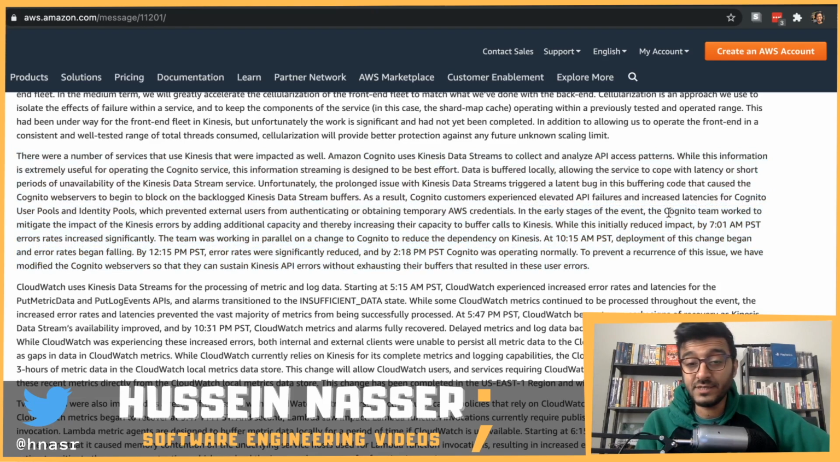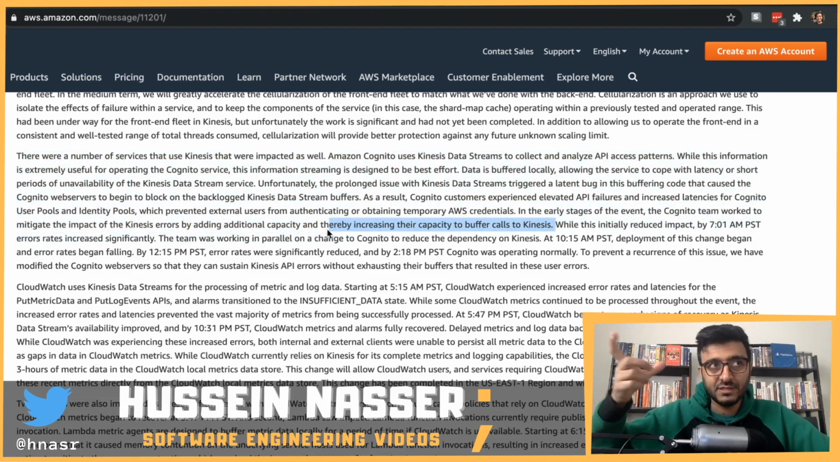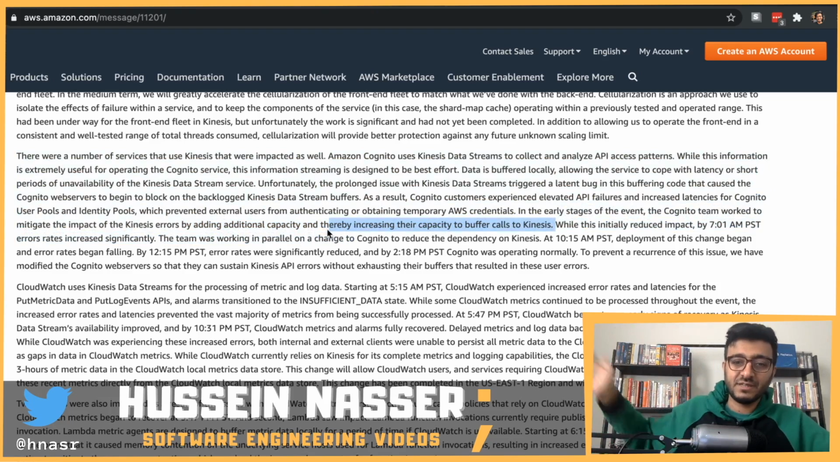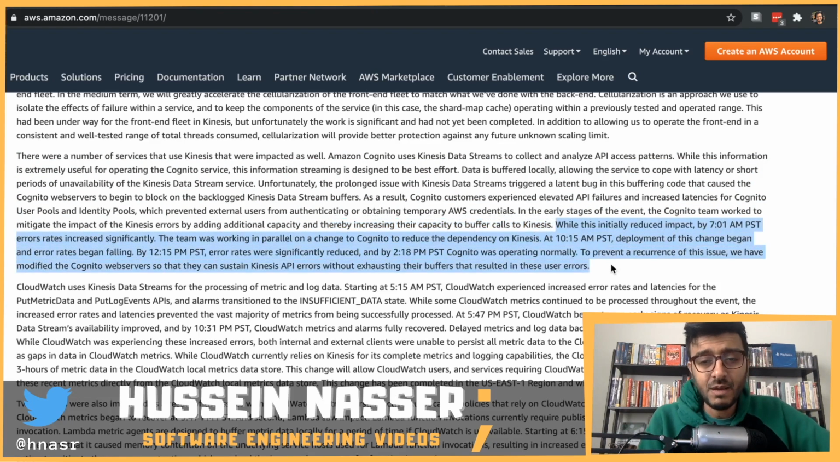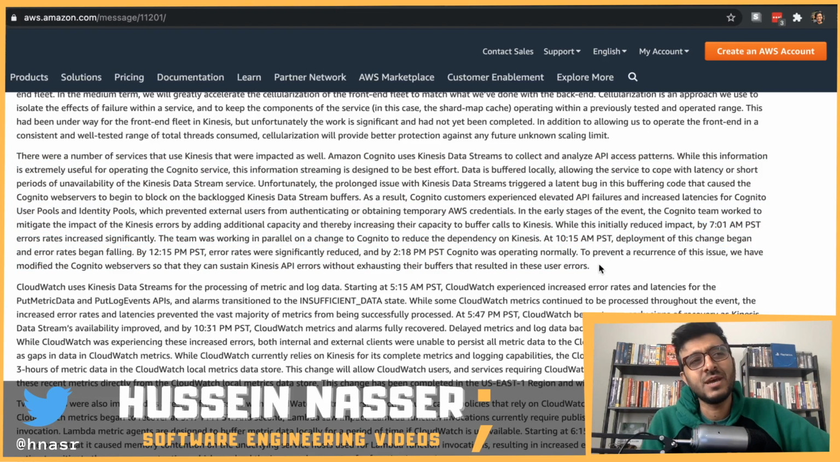So in the early stages of the event, the Cognito team worked to mitigate the impact of the Kinesis error by adding additional capacity and therefore increasing their capacity to buffer calls to Kinesis. So they just increased the buffer capacity so that they buffer more instead of failing. I'm glad that Amazon is doing that, by the way. It takes guts to write this, telling you, guys, by the way, we're collecting this API stuff. I know that has nothing to do with Cognito, but yeah, it actually brought your server down.